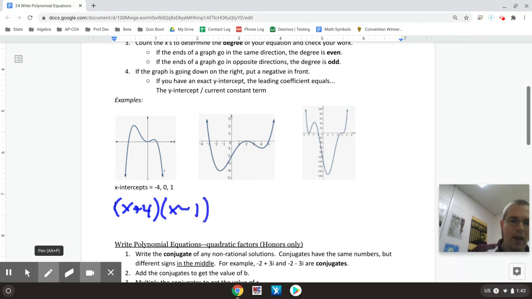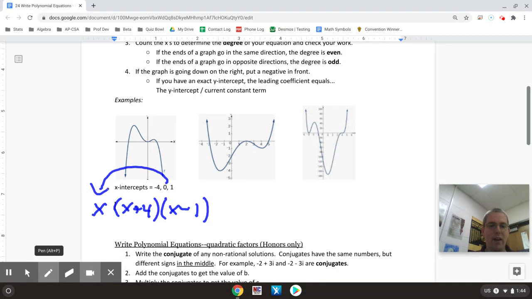And now let's talk about the 0. Technically, I could do an x minus 0, or for that matter, x plus 0. But x plus 0, x minus 0 doesn't make any difference. So we're just going to use a plain x. So that 0 is a factor of a plain x. We're going to put it out in front, and that's going to be what we have.